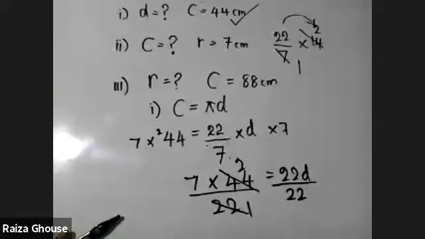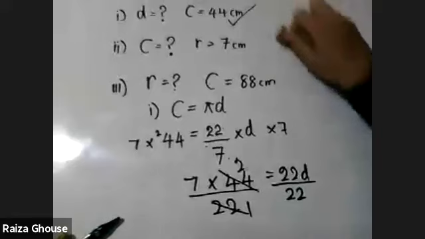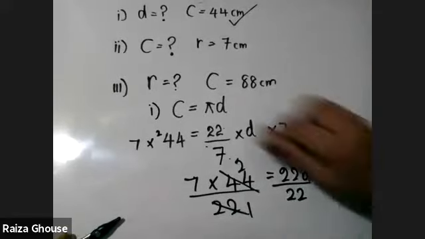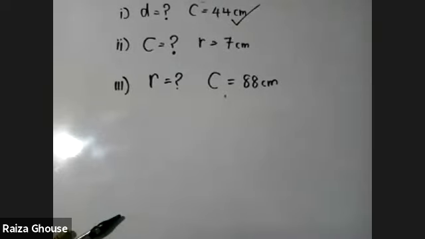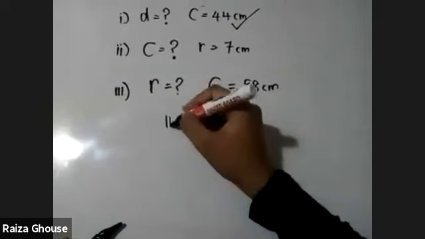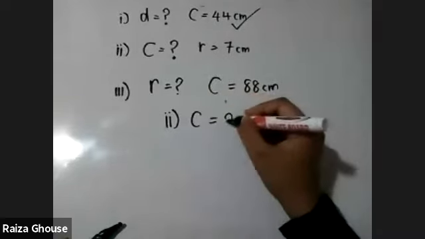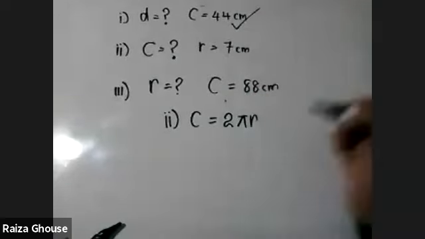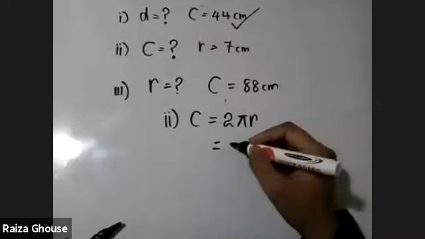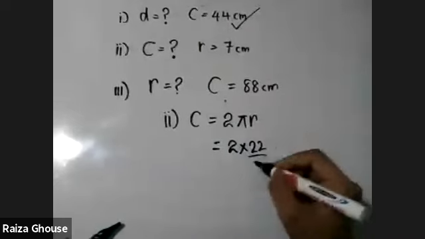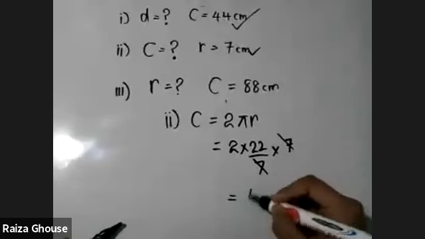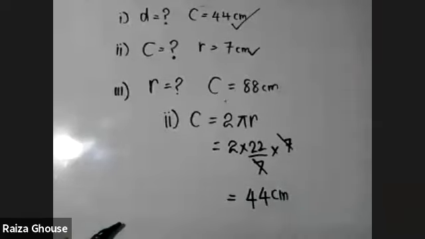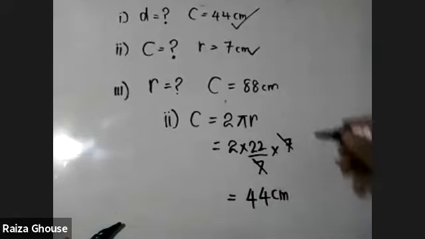Okay. Roman number 2. What is the answer? Who can tell me your answer bravely? No one is brave. 44. R equal 44. 44 centimeters, miss. 44. Okay, let's see. C equal 2 pi r. Why 2 pi r? R is given. C, I don't know. 2 into 22/7 into radius is 7. 7 and 7 cancels. 2 into 22 is 44 centimeter. That is the answer for second one.